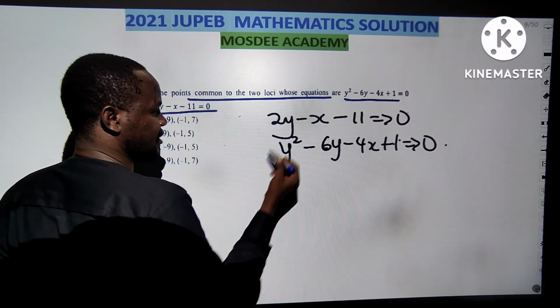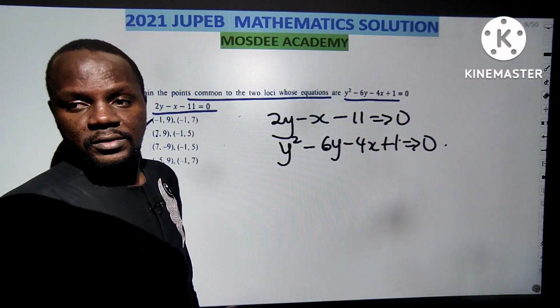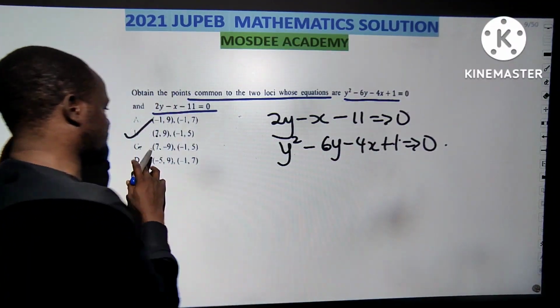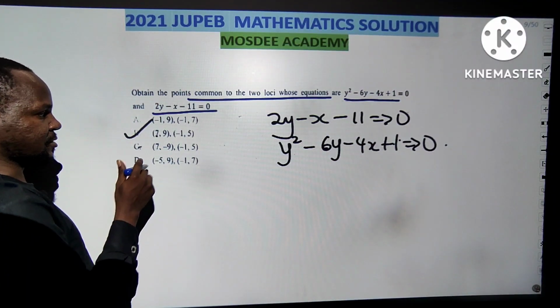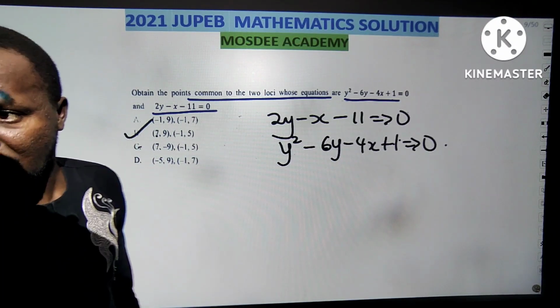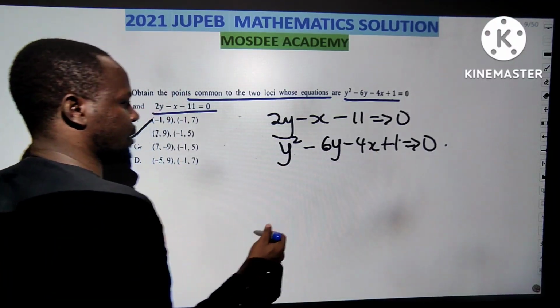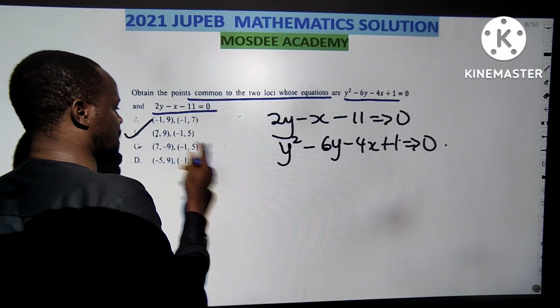2 times 9, 18. 18 minus 7, 11. 11 minus 11, 0. Satisfied. 7 and 9 satisfied. No other option has 7 and 9, so that means all other answers are wrong. I don't need to do it. You can also test 7 and 9 for this. X is 7, y is 9.